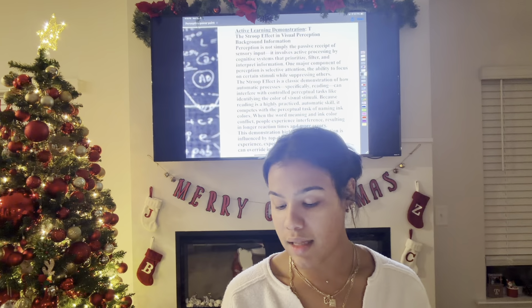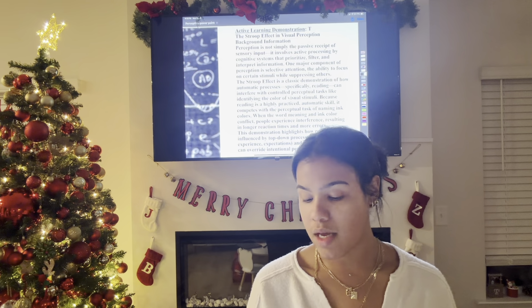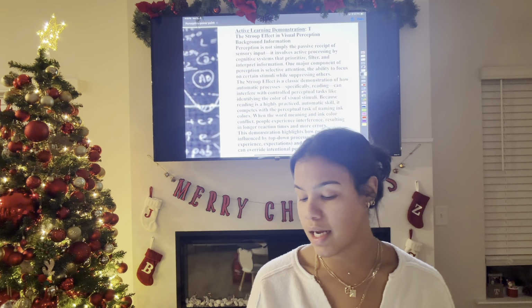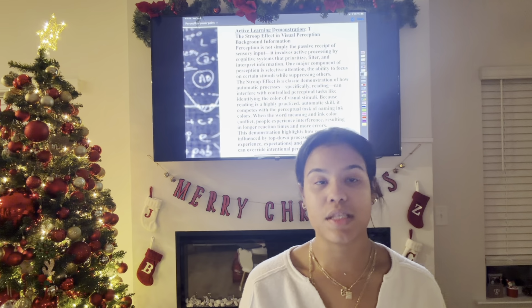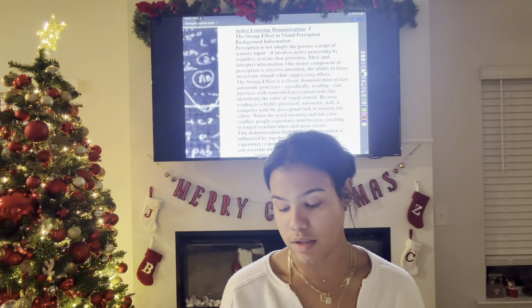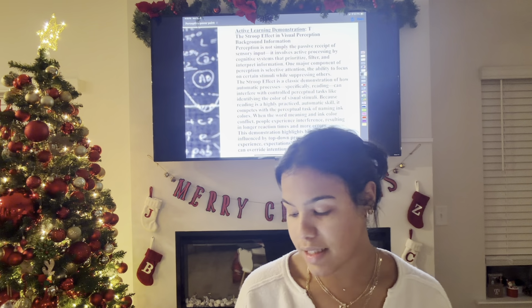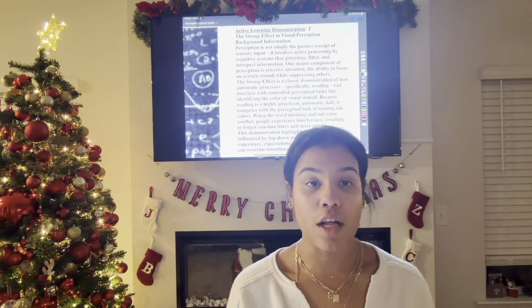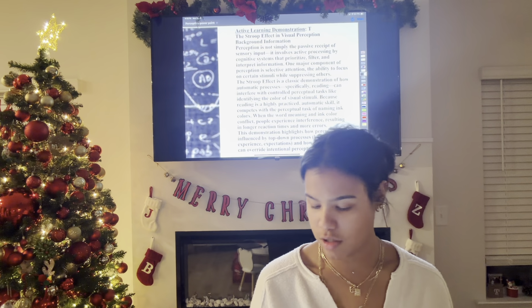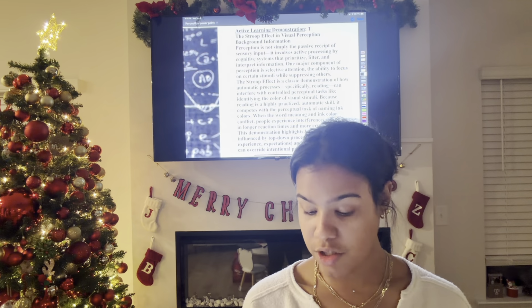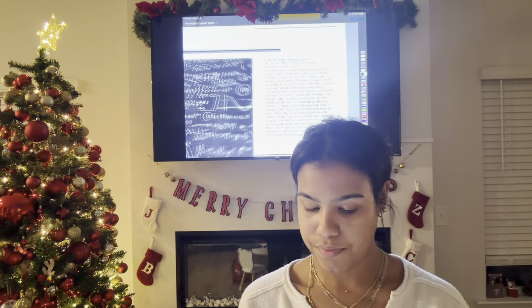Because reading is a highly practiced automatic skill, it competes with the perceptual task of naming ink colors. When the word meaning and ink color conflict, people experience interference, resulting in a longer reaction time with more errors. This demonstration highlights how perception is influenced by top-down processes, knowledge, experience, and expectations, and how automatically we can override intentional perceptual focus.